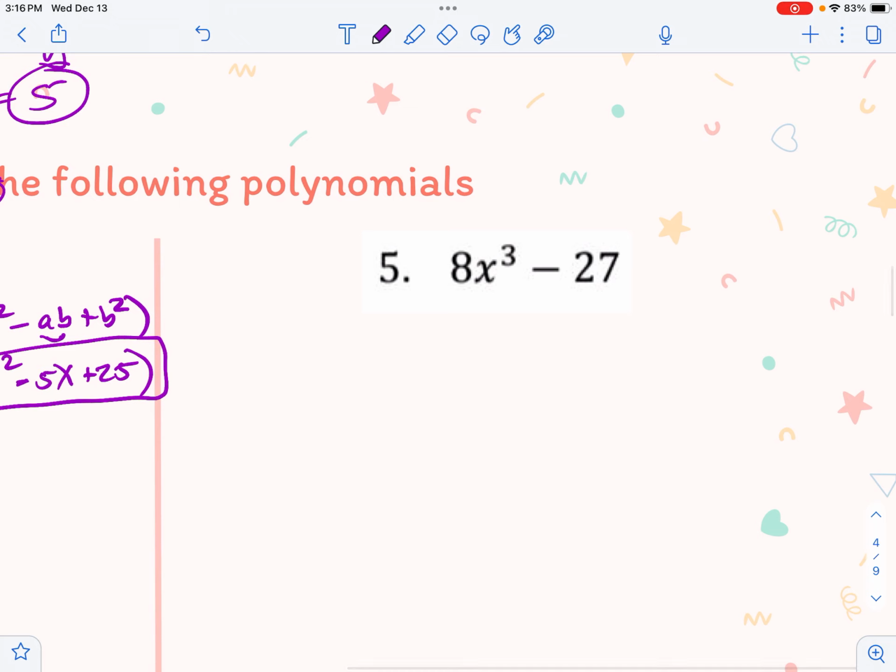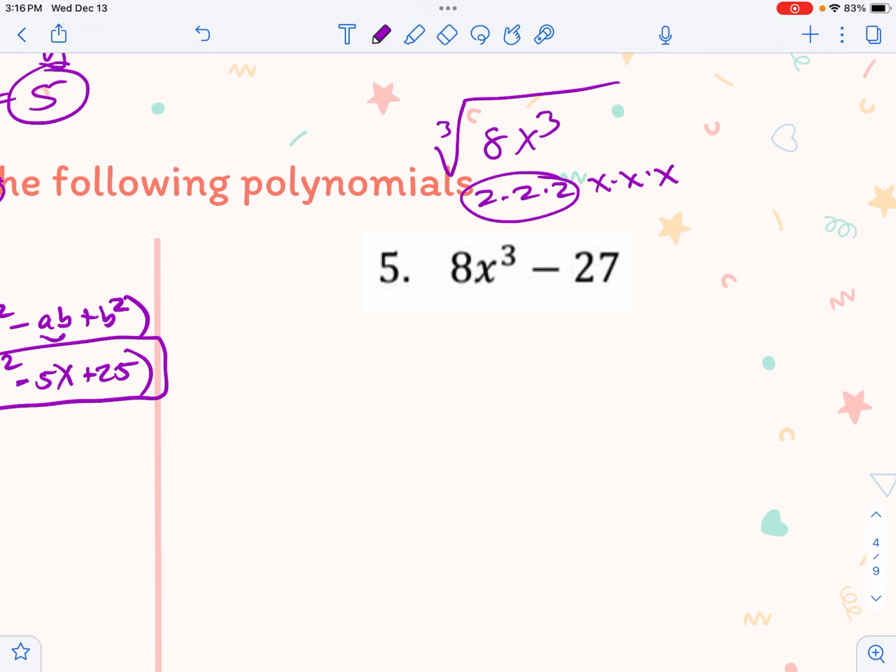Here's another sum of cubes. We already talked about 8. And you could take the cube root of 8x cubed. I guess so, 8 is 2 times 2 times 2. And x cubed is x times x times x. So I'm taking out those 3 2's, that becomes a 2 on the outside, and those 3 x's become an x on the outside. So that's 2x.